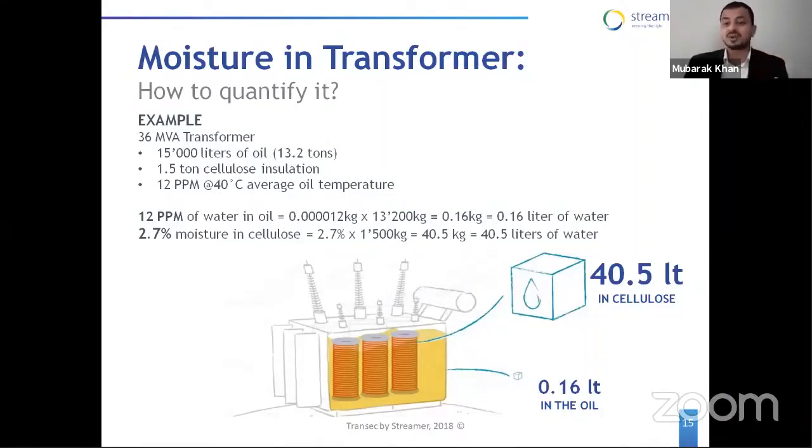Okay, so that is why if you compare now again, only 0.16 liter of water in oil and 40 liters of water in paper. So definitely the ratio is very high. Again, this is why we said that approximately 98% of the moisture is in paper, only 2% is in oil, and this is how we do it. Normally by offline filtration system, we are removing the moisture in oil, but the moisture in paper remains there. You are not able to remove it. That is why every few months you have to do it again. Okay.